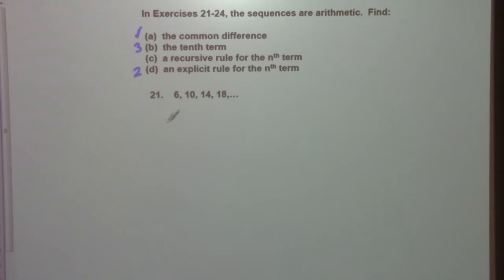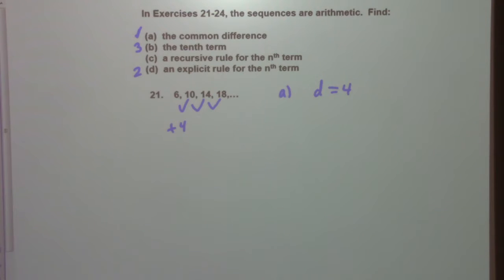So the common difference is, what number do you add to each successive number to get to the next? Plus 4. So our common difference, the answer to A, the way you write this and articulate this properly is you write this out as d is equal to 4. Does that make sense? So that's part A.